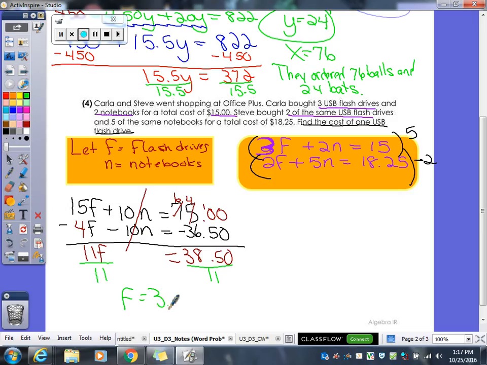No, it should have been already rounded to the tenth for you. So the answer should have been $3.50. Okay? And that would be your sentence. The flash drive costs $3.50. Now, if you really wanted to find the notebook, you can, but it cannot be in your sentence.